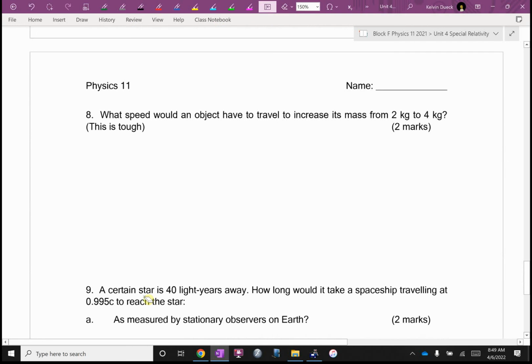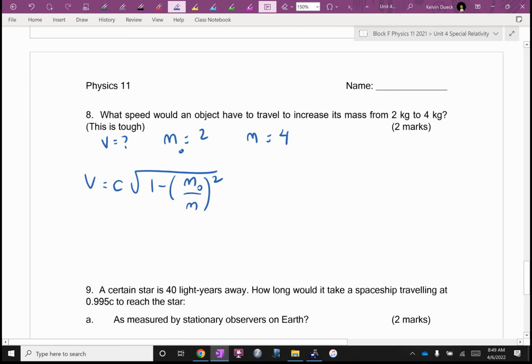What's speed? Okay, they want me to find V. I know that mass increases, so the smaller mass is m0. The bigger mass is m. Now, if you got those mixed up, you would get an error on your calculator, and that's usually a hint to say to you, you got them mixed up.